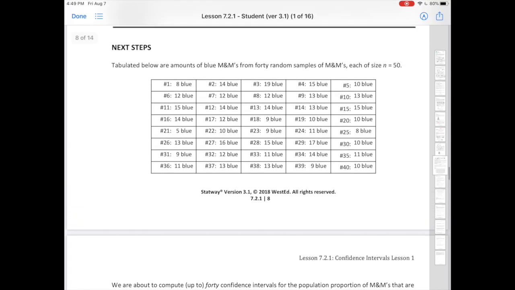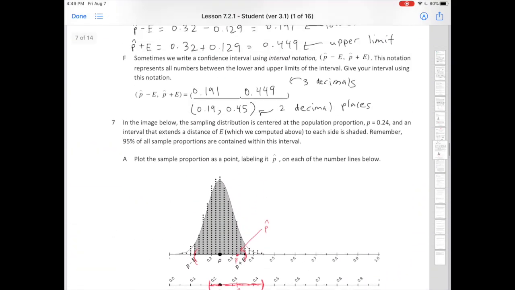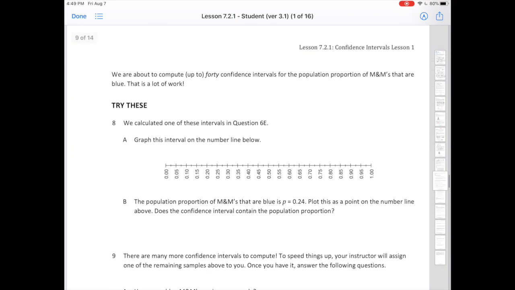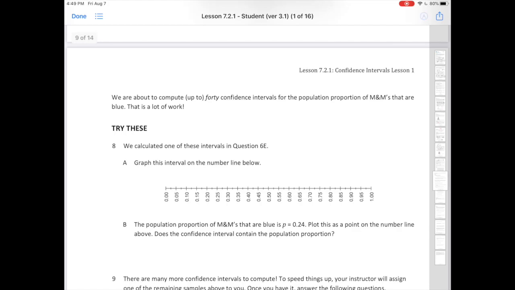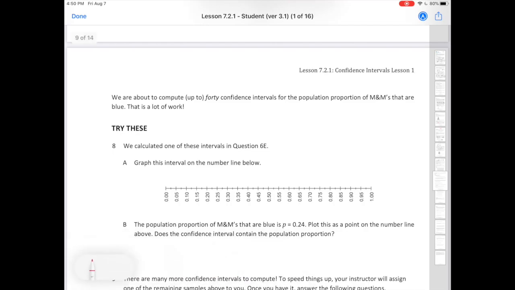Okay, so we just did a problem, and we got a confidence interval. Let's look at the confidence interval. Remember, we went from 0.19 to 0.45. And so I'm going to put that here on our picture because it's asking us to do that. Let me go ahead and get red here. 0.19 to 0.45.